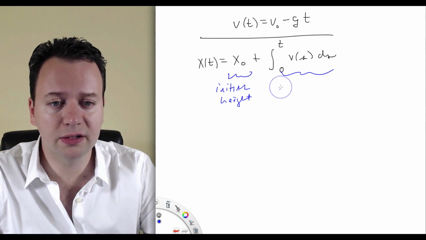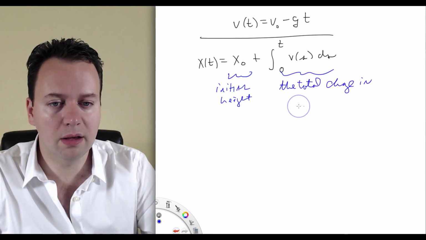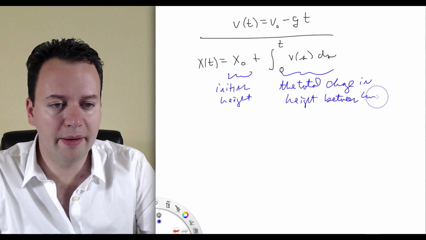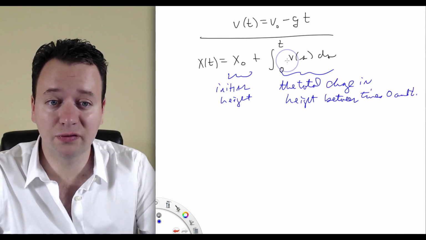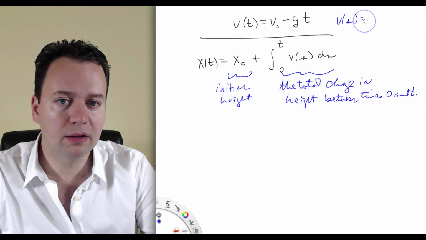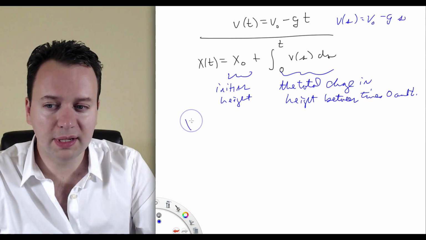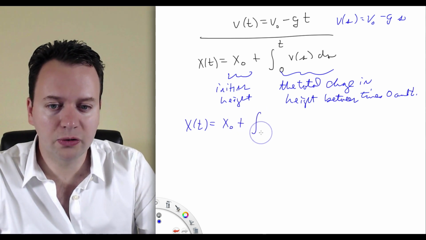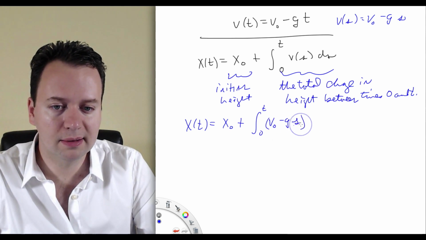So this represents the total change in the height between times 0 and t. Right? So this is literally x of t minus x of 0. So v of s, well, I just replace t with s, and I get v sub 0 minus g times s, which means that x of t is equal to the initial height plus the integral from 0 to t of v sub 0 minus gs ds.